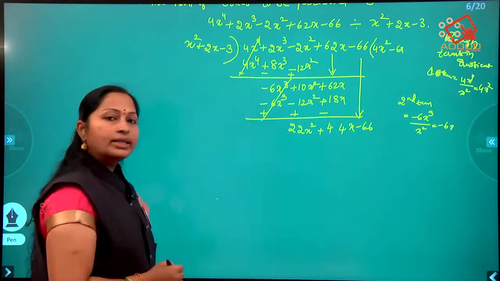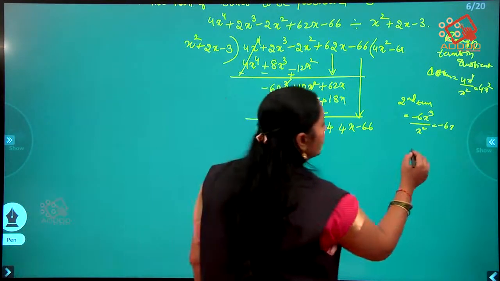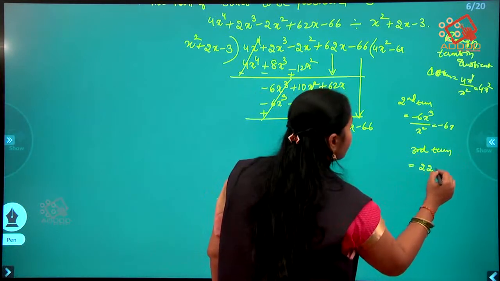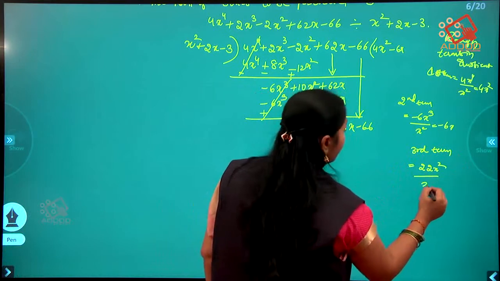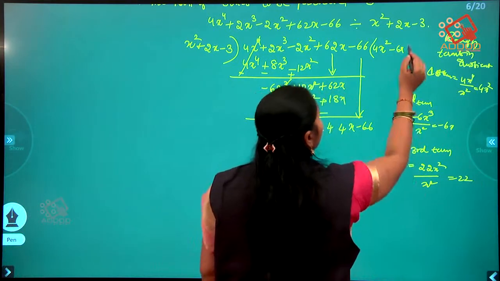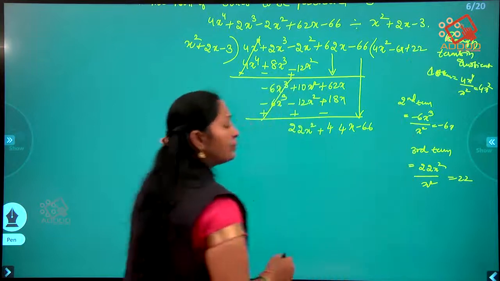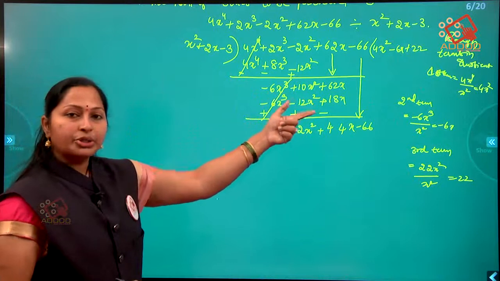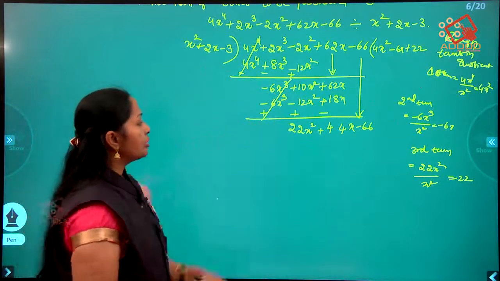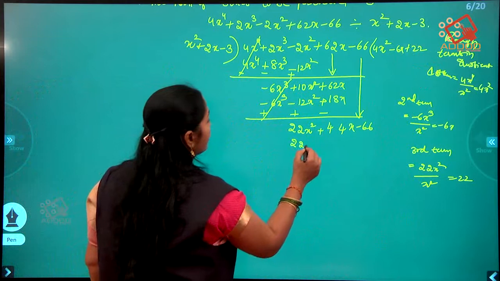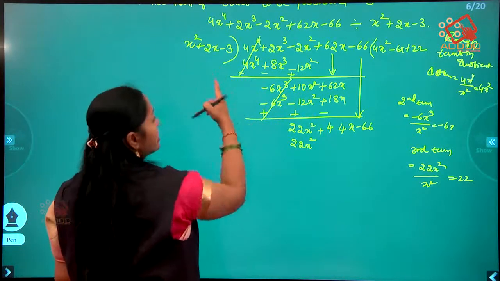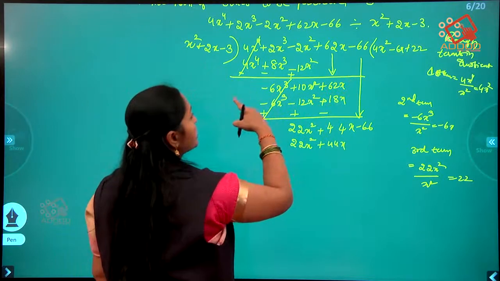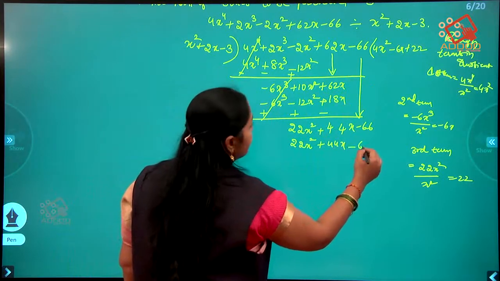Now we want the third term in the quotient. Find the third term: 22x square divided by x square. It is 22. Now write the third term in the quotient as plus 22, and multiply the total divisor with 22 and write here. x square into 22 is 22x square, and plus 2x into plus 22 is plus 44x, minus 3 into plus 22 is minus 66.